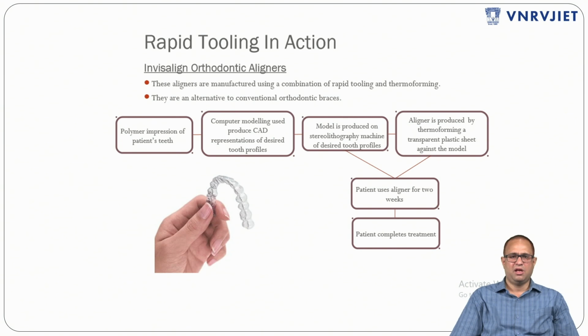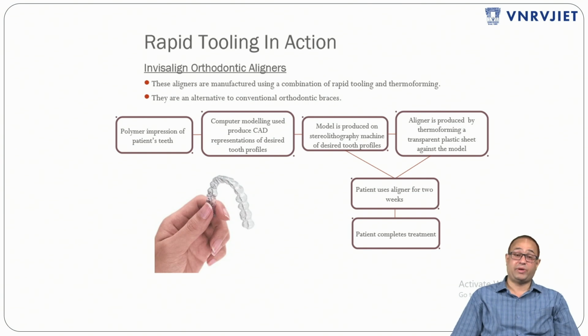And rapid tooling in action, as you can see, is Invisalign orthodontic aligners. These aligners are generally made with conventional models, where they take impressions from the patients. But this is a combination of rapid tooling and the thermoforming process, used for much more accuracy. A polymer impression of the patient's teeth is taken, and computer modeling is used to produce the CAD representations of the desired tooth profiles, because every human anatomy varies from each other. So different patients have different tooth profiles.